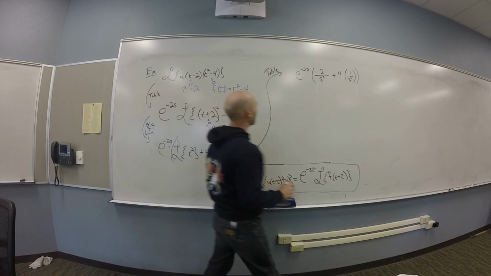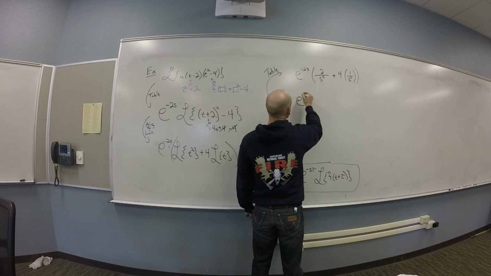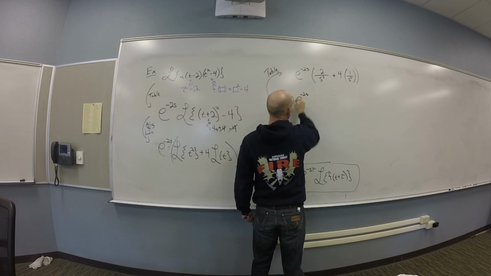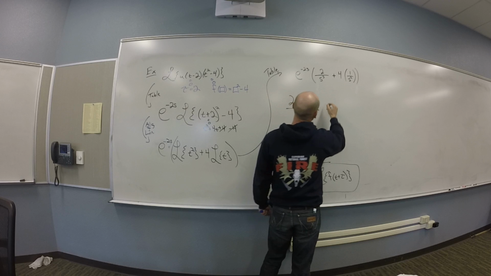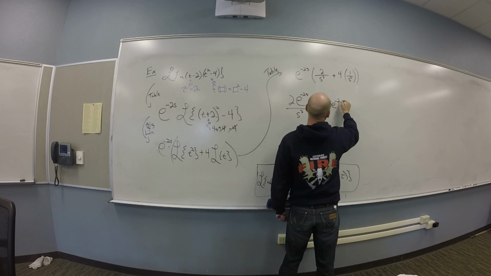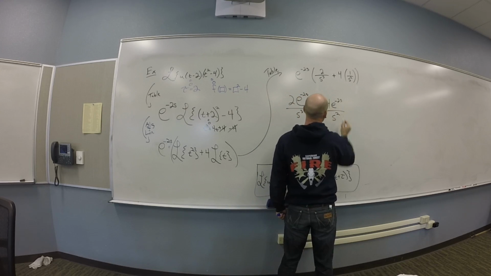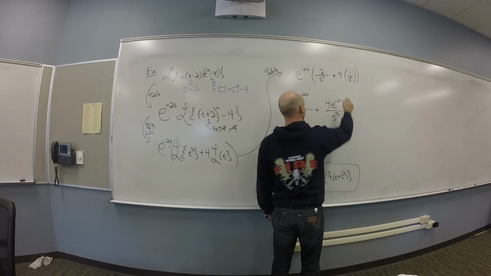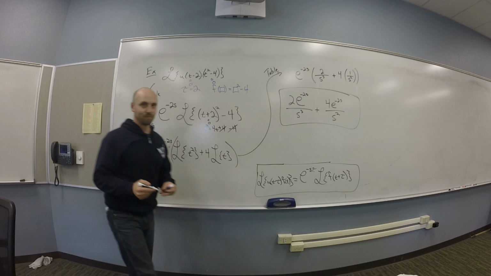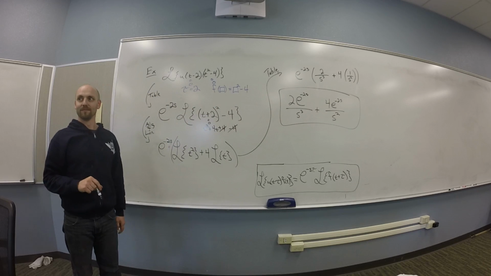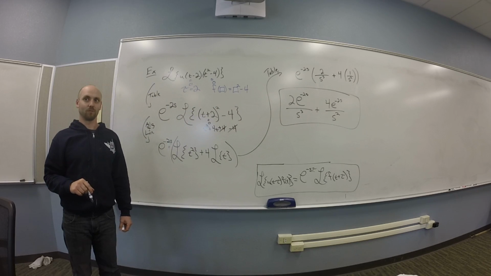Okay? So I think I got 2e to the minus 2s over s cubed plus 4e to the minus 2s over s squared. I don't know why I left my exponentials on top with negative powers, but I did. What else? Cool. Question sealed.